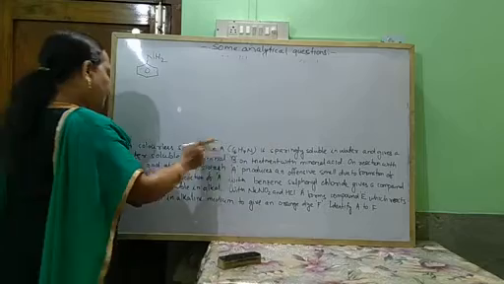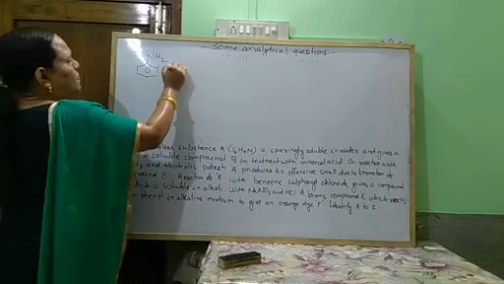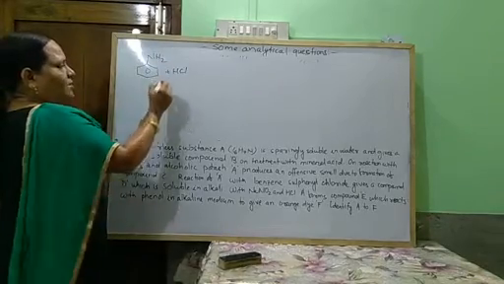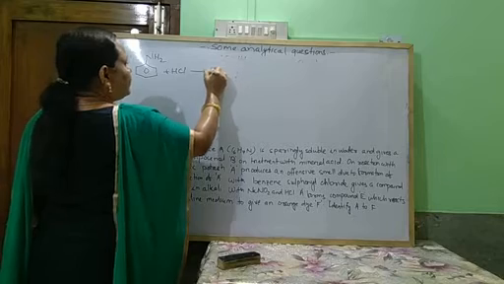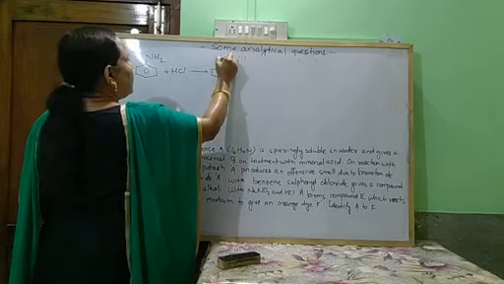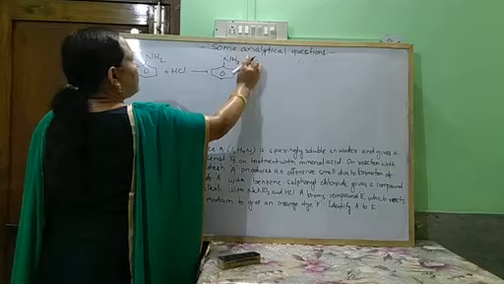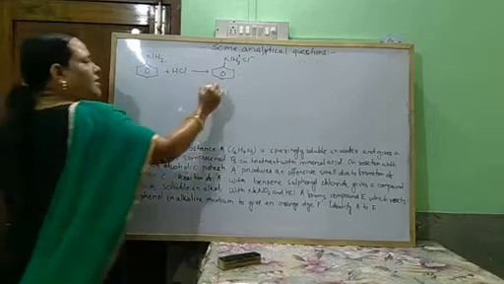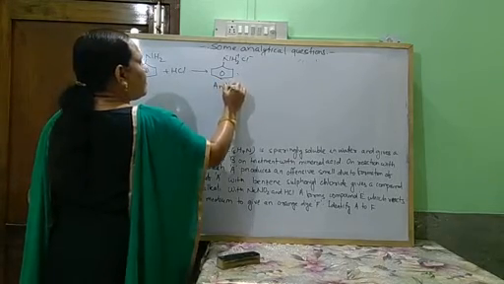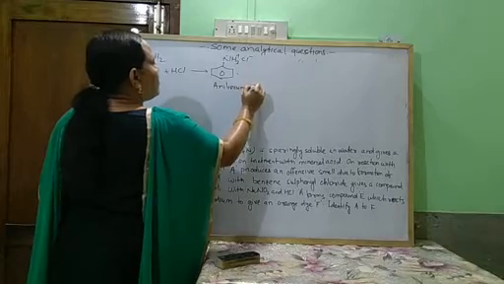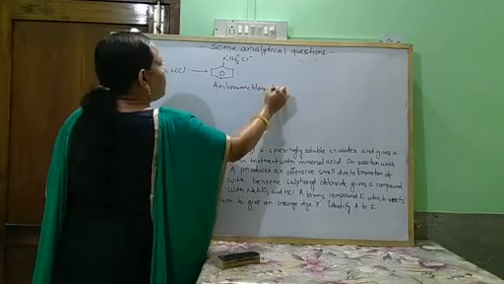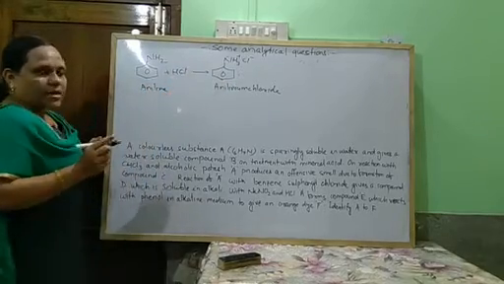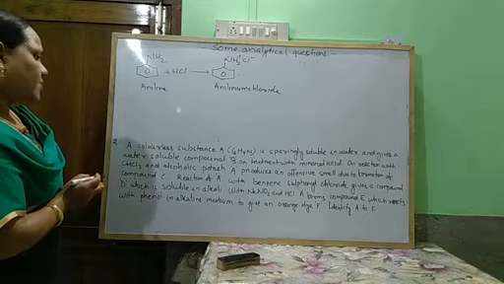And aniline, when treated with a mineral acid, suppose hydrochloric acid or sulfuric acid, forms a water-soluble salt, C6H5NH3+ Cl-. This is anilinium chloride. As it is a salt, it is water soluble.